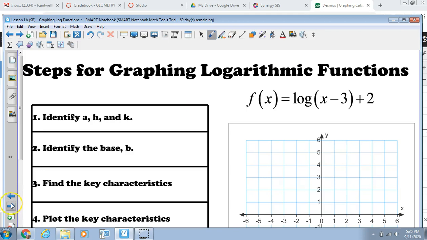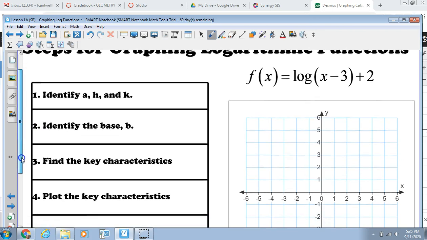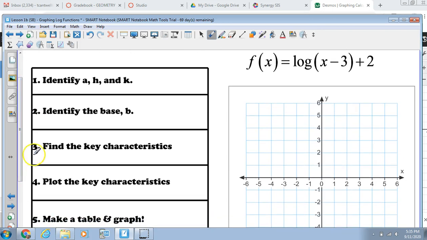Now with our exponential functions, we could plug in values of x and get out values of y. With our logs, we have not yet learned how to evaluate those, and there's a lot of things we're not going to be able to evaluate without a calculator, so I will be showing later how to use Desmos to evaluate these. Our steps for graphing logarithmic functions are exactly the same steps that we have for graphing exponential functions. Identify h and k, identify the base b, find the key characteristics, your key point and your asymptote, plot those key characteristics, and then make a table and graph.